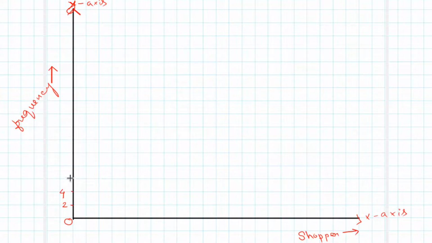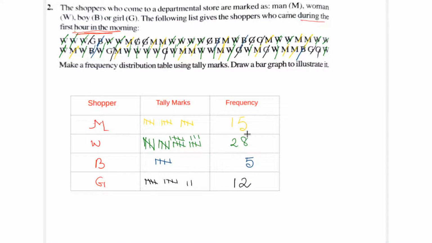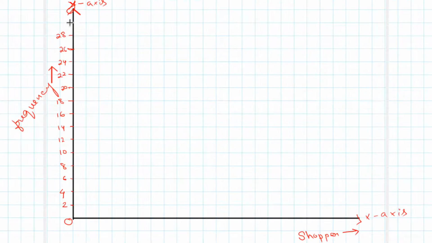So 6, 8, 10, 12, 14, 16, 18, 20, 22, 24, 26. After 28 we have marked up to 30. I think it is sufficient for us because our frequency is 28. So now this is sufficient for us.